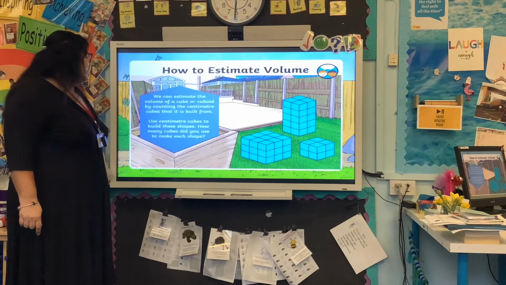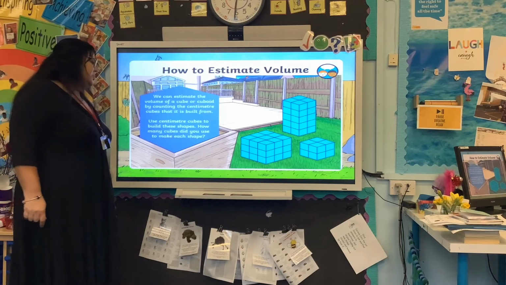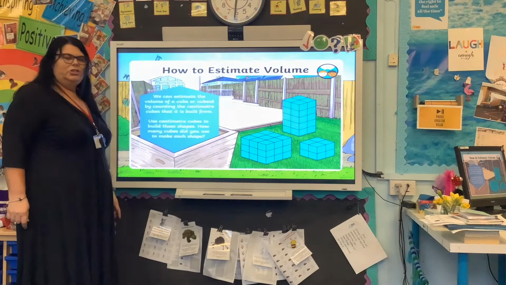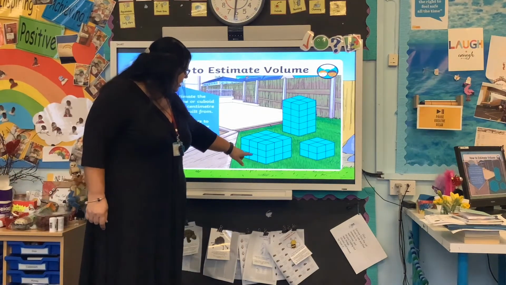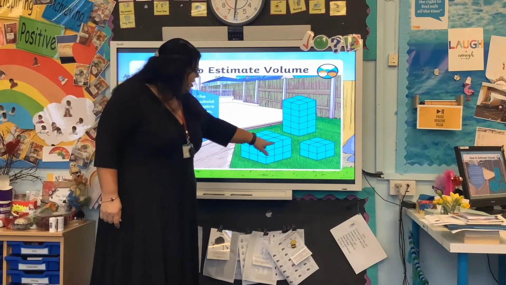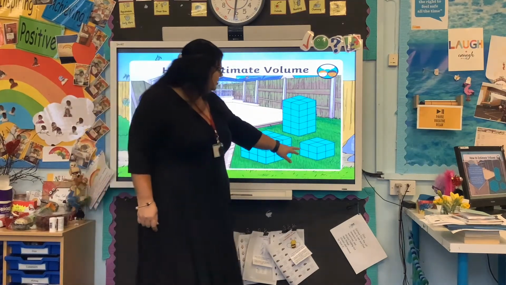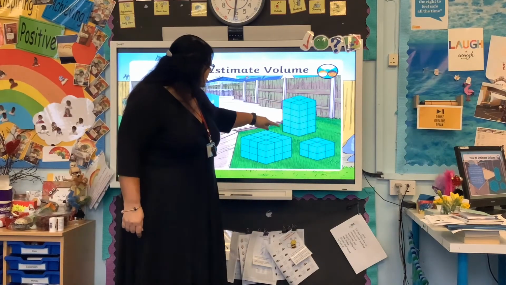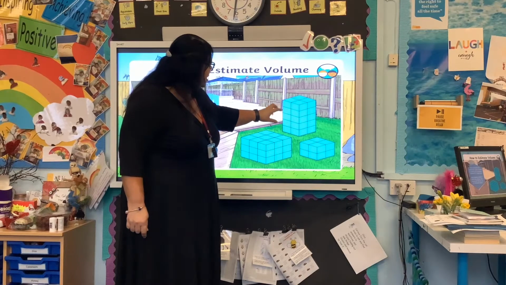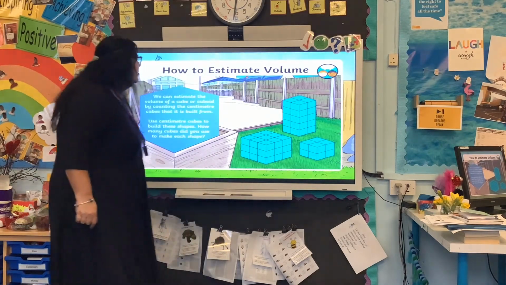So, using centimetre cubes to build the shapes, how many cubes do you think you'd use to make each shape? So you can see here, this one's got 3 here, 3 up, and 3 along. This one's got 2 by 2 by 2, and this one's got 1, 2, 3, 4, 5 by 2 there, and then 2 deep that way.